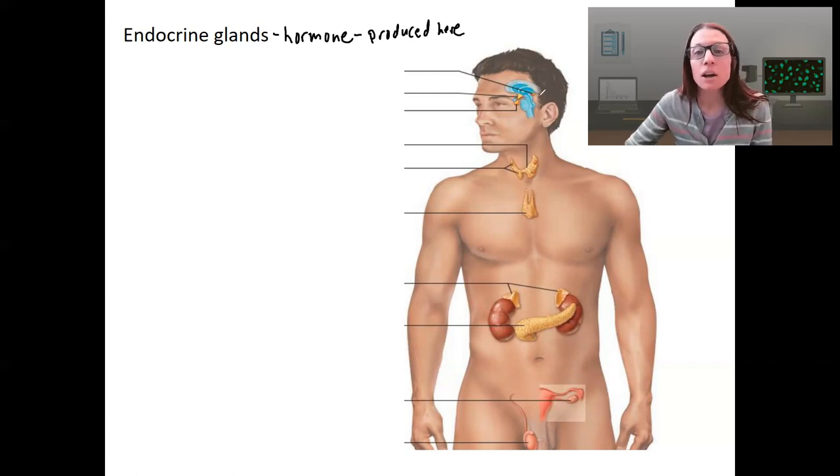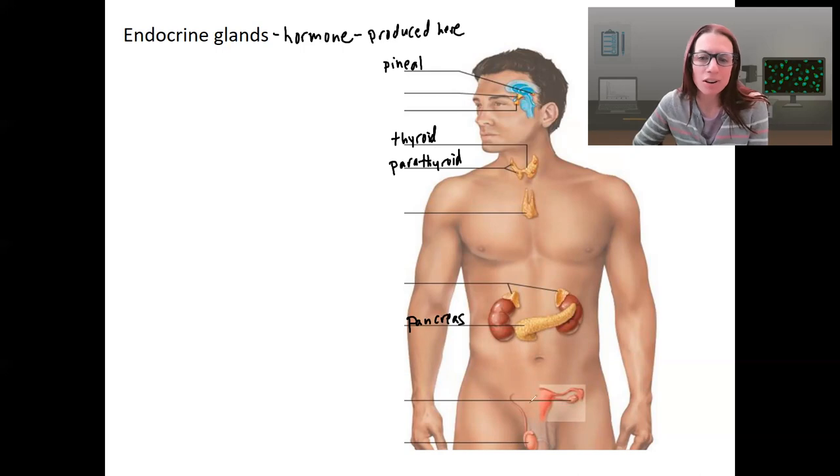So we did some of these last semester. And actually, I'm going to label in this black the ones we did last semester. So pineal gland produces melatonin. We did talk about the thyroid some. We'll do it again this semester, so I'll actually have to add my second color for that. Parathyroid. And then we did pancreas.